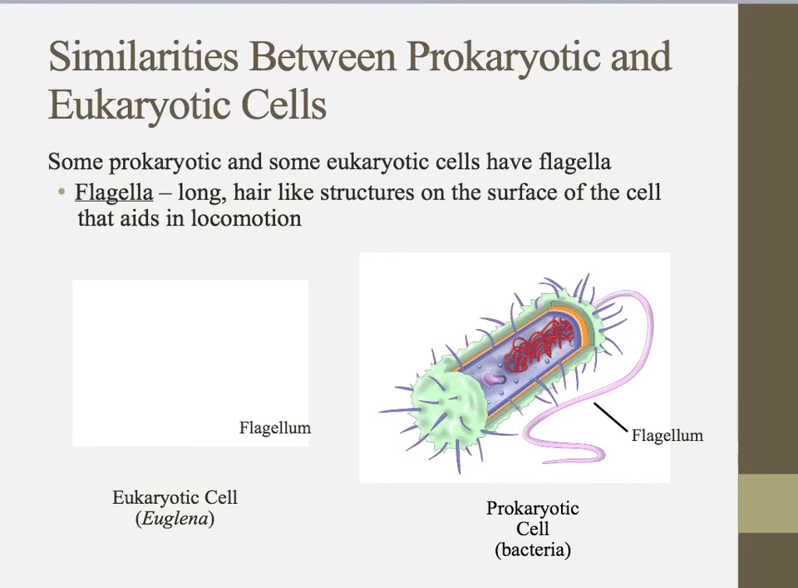Alright, some prokaryotic cells and some eukaryotic cells have flagella, which are long hair-like structures on the surface of the cell that aid in locomotion. Remember, we said locomotion is movement. Flagella are found on some bacteria and some protists called euglena. The human sperm cell also has a flagellum for propulsion. The actual structure of the flagella differs slightly in prokaryotic and eukaryotic cells, but the function is the same.